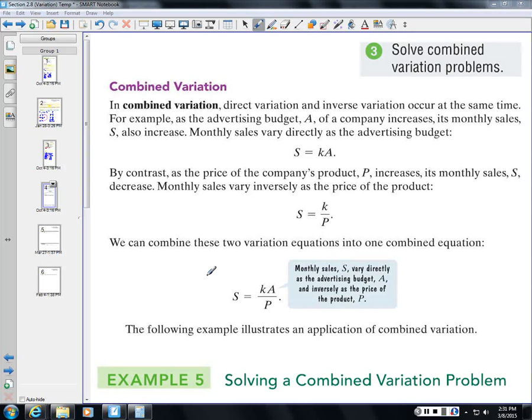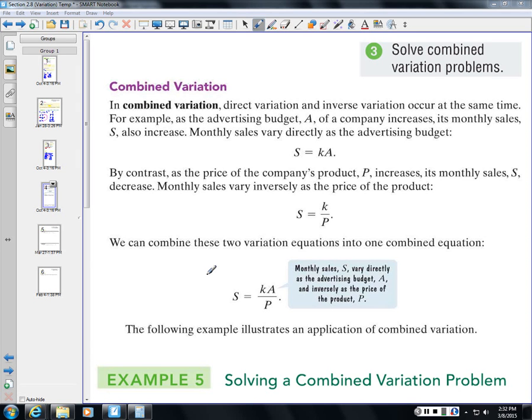Okay, now that we understand the difference between the direct variation and the inverse variation, now we can start actually combining those together, because there are times when a problem may have certain variables that are directly related mixed in with variables that are also inversely related. And this example that we have up here is actually a really good illustration of that. Again, when it's combined, you've got a combination of direct and inverse.